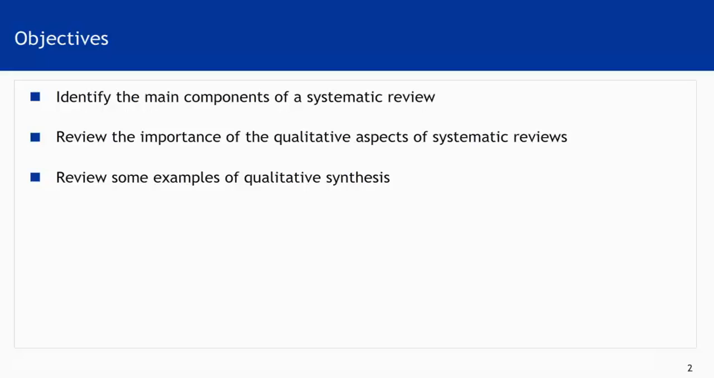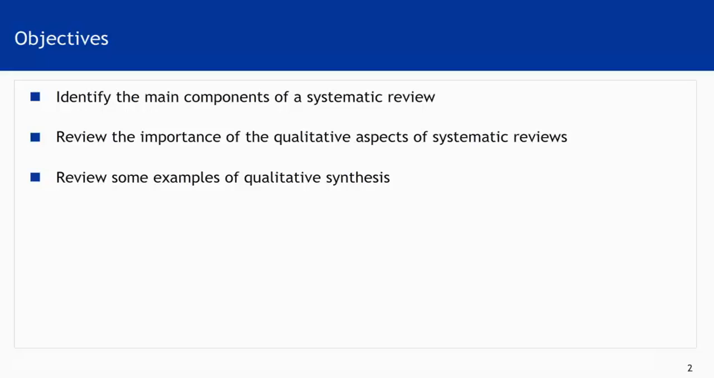Our objectives in this lecture are first to identify the main components of a systematic review. And by now, you really know what those components are, but let's look at them in this lecture in terms of where a qualitative synthesis fits in, to try to understand what it is. Second, we'll review the importance of the qualitative aspects of systematic reviews and some examples of a qualitative synthesis.